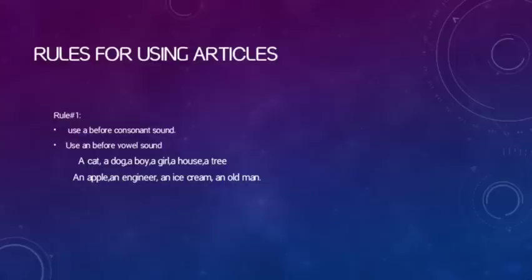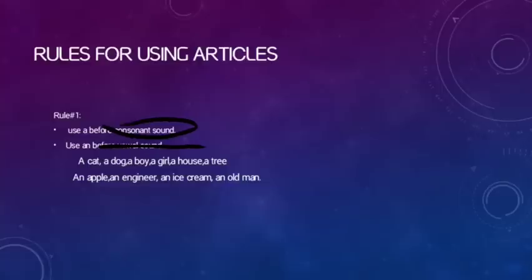Now the rule number one is use a before a consonant sound and use an before a vowel sound. Now this is very important. We mostly make this mistake: we use a with a letter that starts with a consonant, not a consonant sound. So we use a before a consonant sound and we use an before a vowel sound.